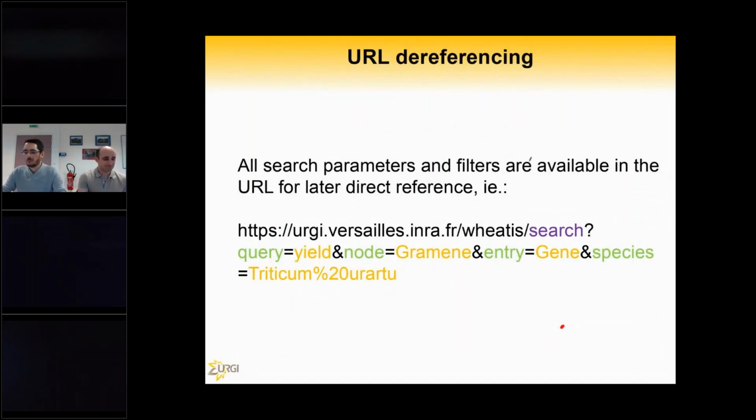Okay. Yeah, it's okay. Well, I didn't mention it, but each search can be linked back at a later time if you want to share results. As I show in this slide, if we search for yield information and we select a Gramene database, a gene entry type and the Triticum urartu species, we can copy this link and come back later to the web application showing the same results as the first time. So if you want to share data with one of your colleagues, you can copy and give them this filtered URL.